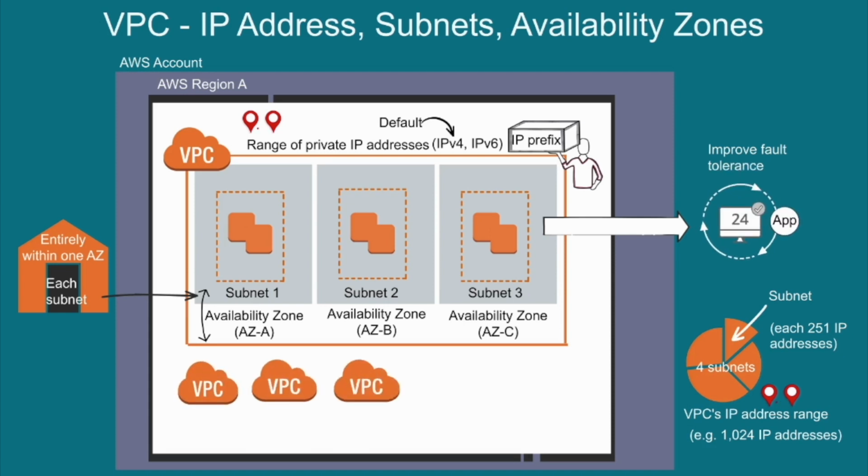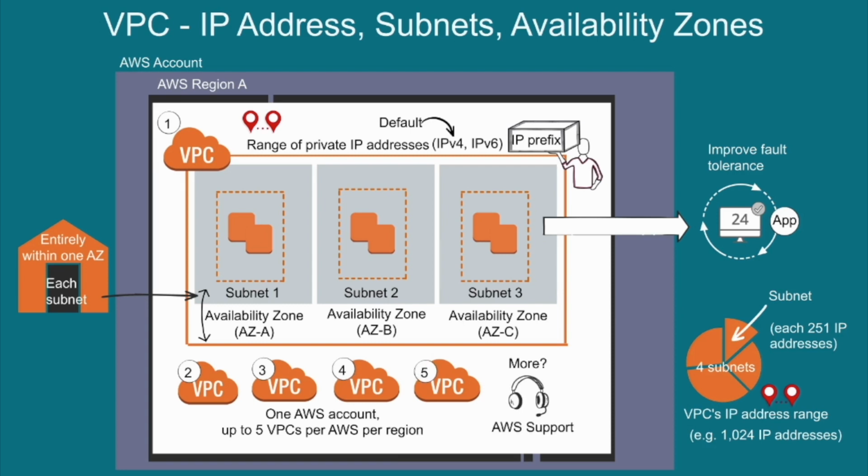Creating multiple VPCs is supported. In one AWS account, you can create up to 5 VPCs per region by default. If more is required, this limit can be increased through AWS support. Now, let's talk about the key benefits of Amazon VPC.